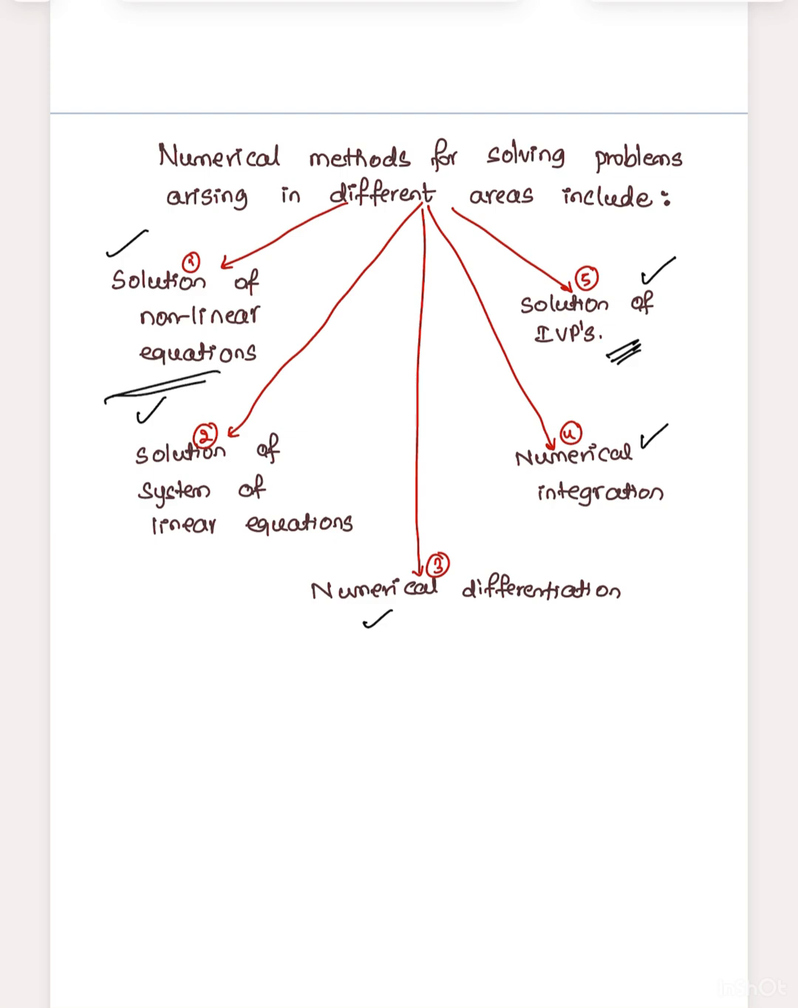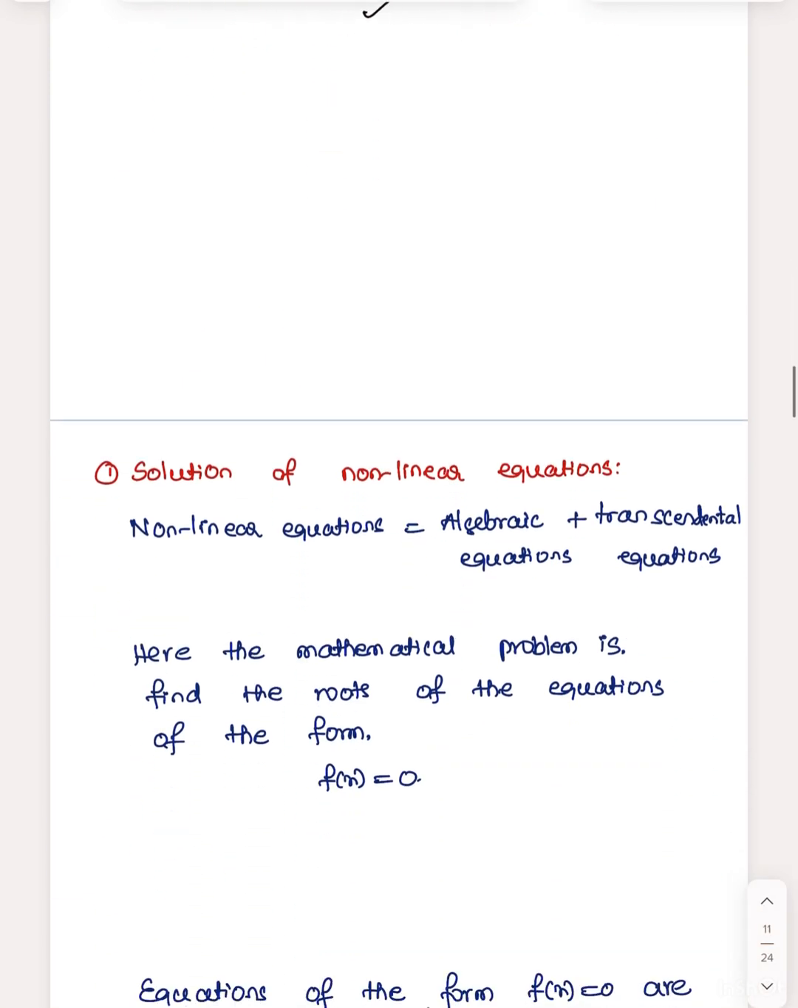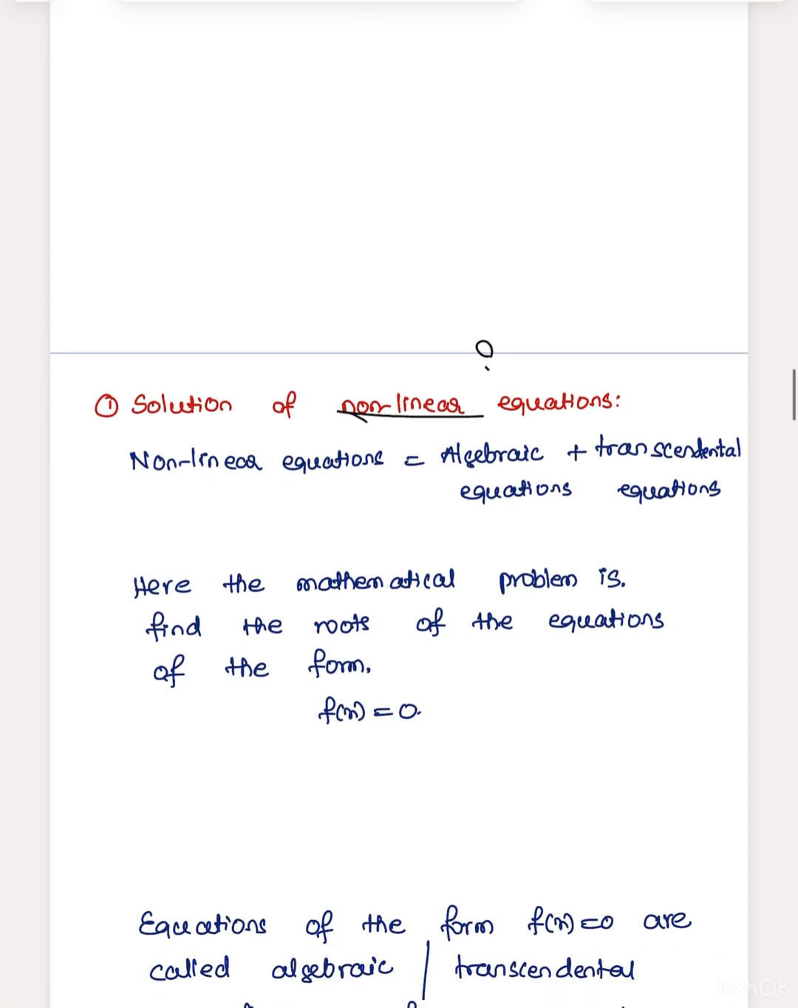First is solution of nonlinear equations. What are nonlinear equations then? Nonlinear equations mainly comprise two types of equations. One is algebraic equations, another one is transcendental equations. So algebraic equations and transcendental equations.